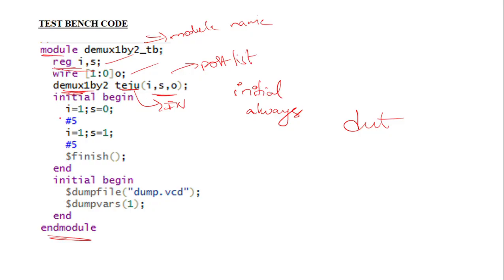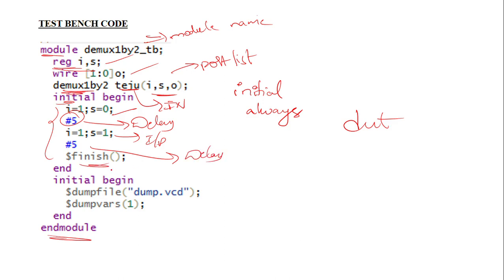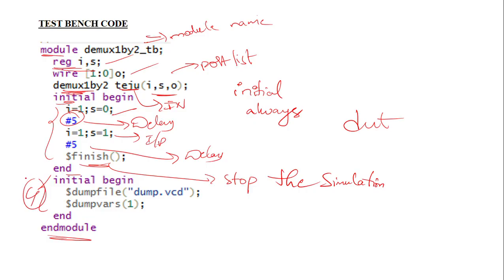So initial begin. In the initial block we are going to give the different combinations for input, and #5 is our delay for giving some combination. Again you can give some input combination, then again you give a delay. When you want to stop the simulation, you simply write the finish keyword. So the finish keyword is for stopping the simulation. The begin ends with end, and these 4 lines are used to generate the waveform in EDA Playground.